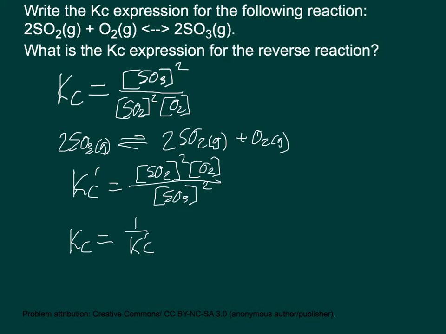Okay, so with delta G and delta H and delta S, if you flipped a reaction around, you would take the negative of it because those are products minus reactants. Because this is products over reactants, when you flip a reaction around, you take the inverse of the Kc, or the Kp if you're dealing with all gases and using that measure.